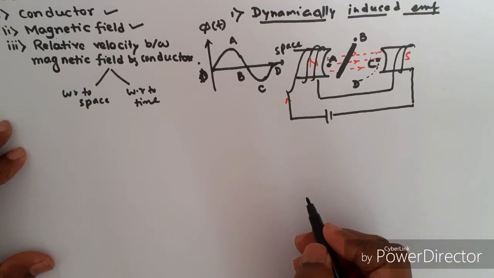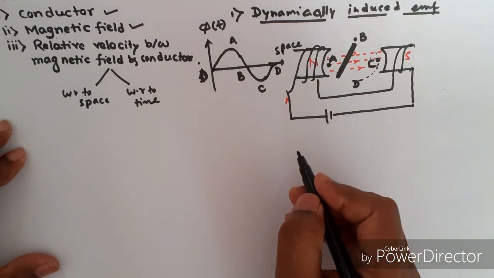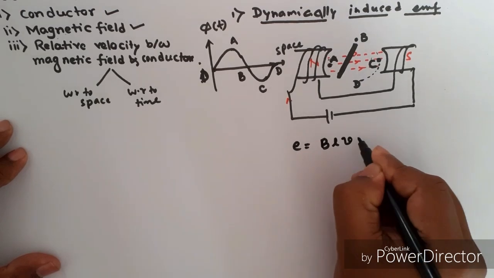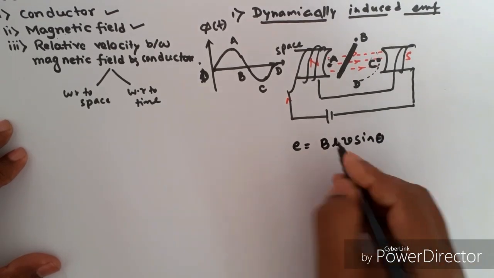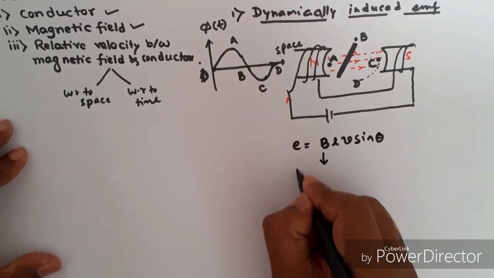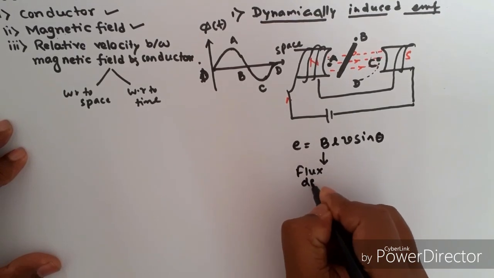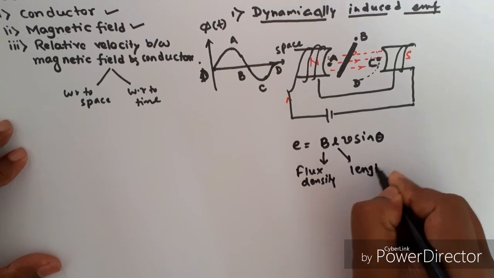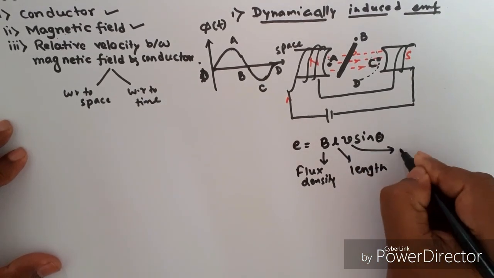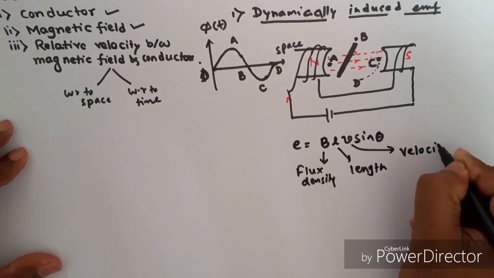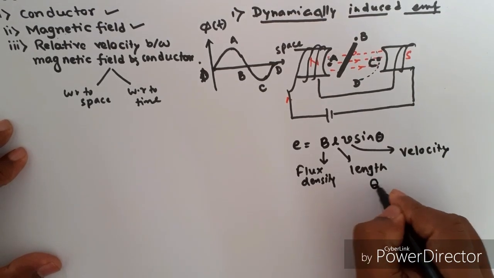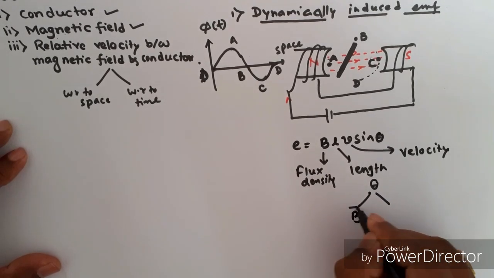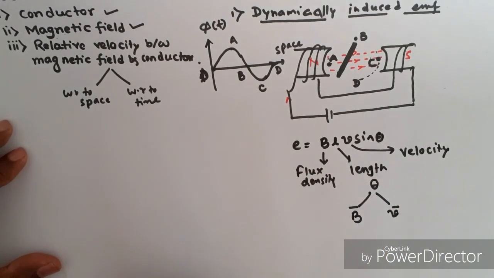Here the induced EMF in the conductor is given by E equal to BLV sin theta, where B is the flux density, L is the length of the conductor, V is the velocity of the conductor, and theta is the angle between the flux vector and the velocity vector.